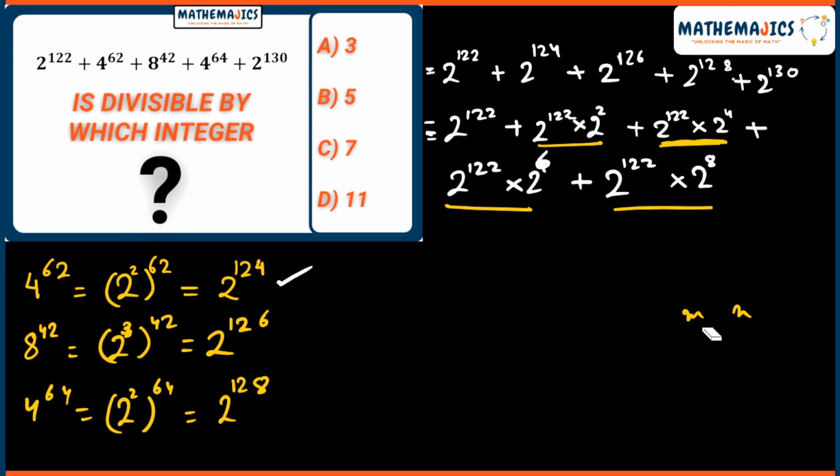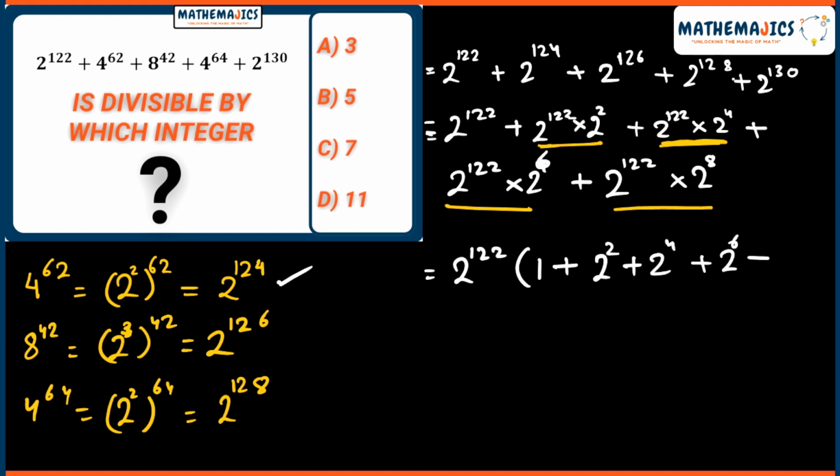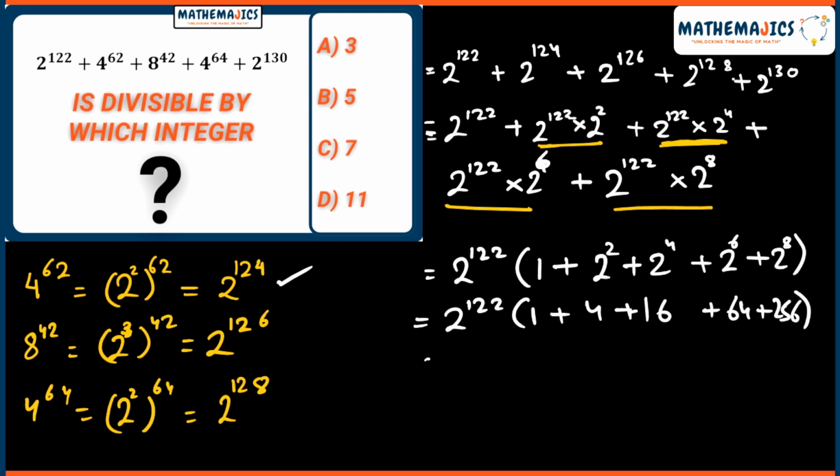Now, once we are using this rule, you will find that out of all these terms, except the first term, there is a number which can be taken common. That is 2 raised to power 122. Correct? Now we will be left with 1 plus 2 squared plus 2 raised to power 4 plus 2 raised to power 6 plus 2 raised to power 8. Correct? Let's simplify this further. We will get 2 raised to power 122 times 1 plus 4 plus 16 plus 64 plus 256. Let's simplify this further. We will get 2 raised to power 122 times 341.